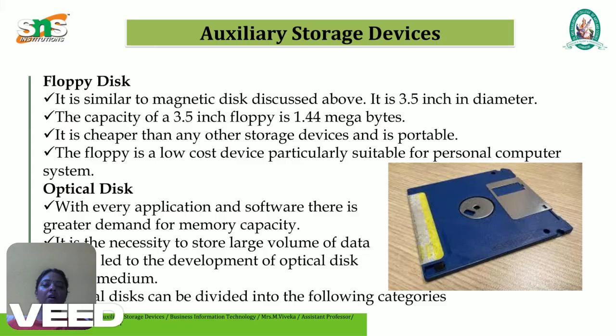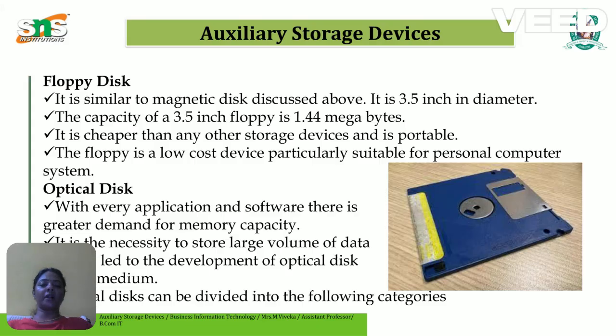Floppy disk is similar to the magnetic disk and it is 3.5 inches in diameter. The capacity of the floppy disk is 1.44 megabytes. It is cheaper than any other storage devices and it is very portable. The floppy disk is a low-cost device. It is suitable for a personal computer system.